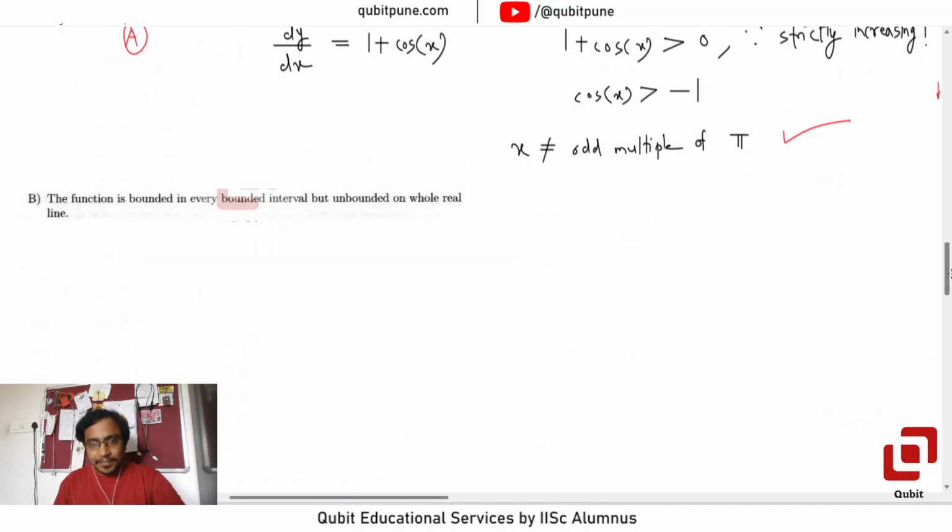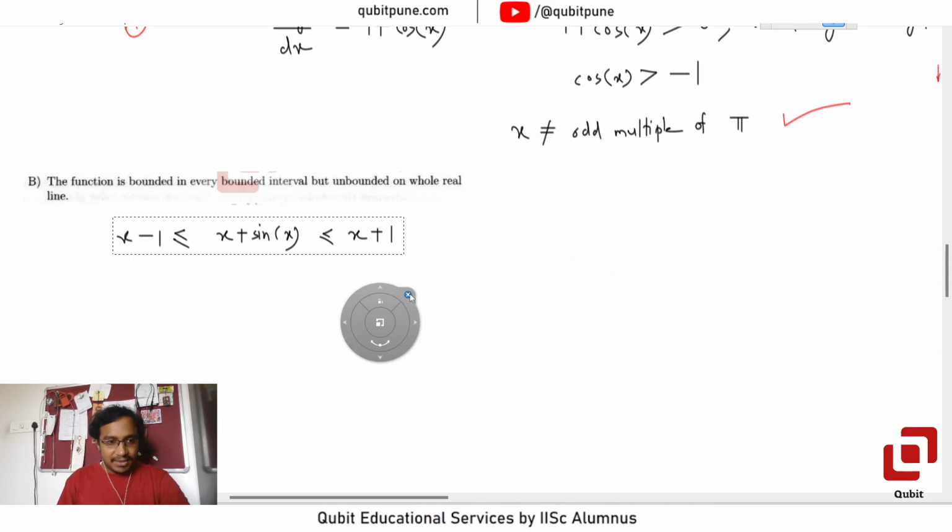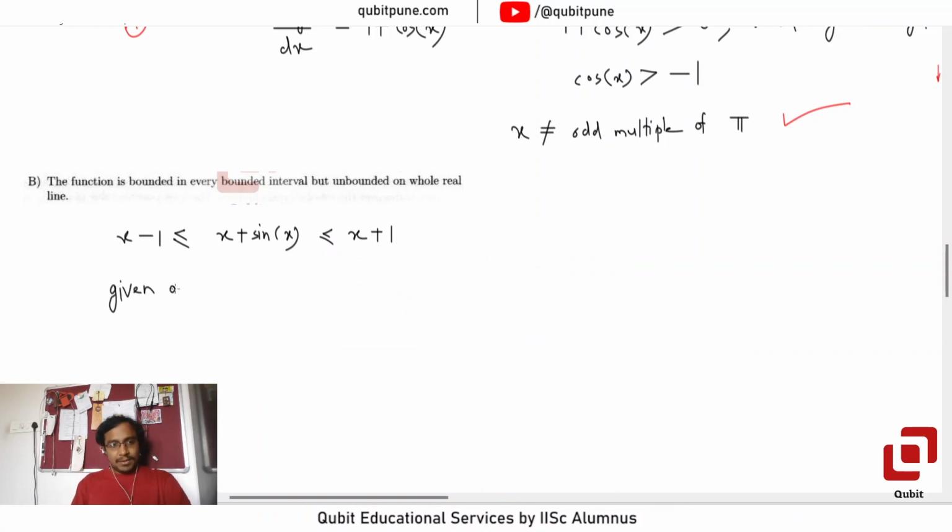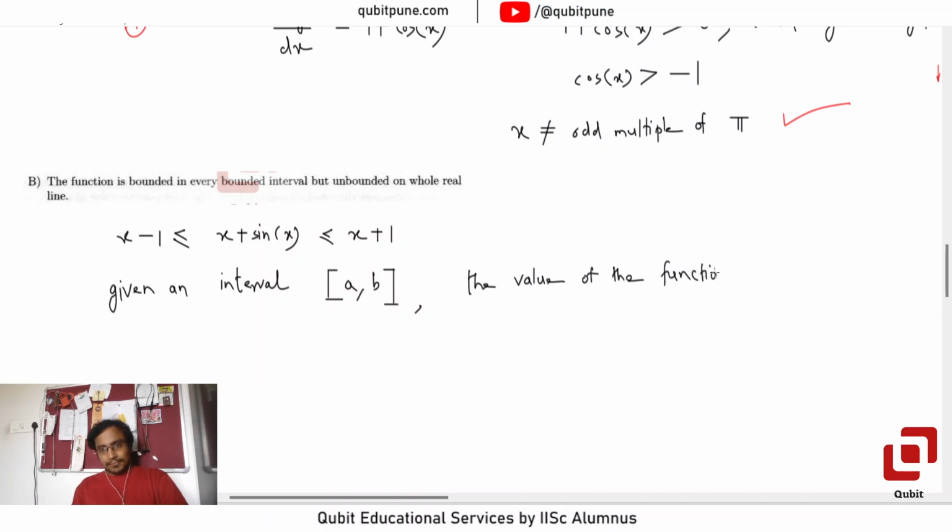Because of this, I can say that given an interval AB, the value of the function will never exceed b plus 1 and will never fall below a minus 1. Raise your hands if you have understood this.